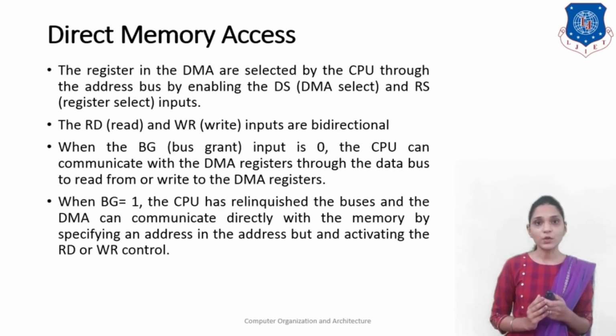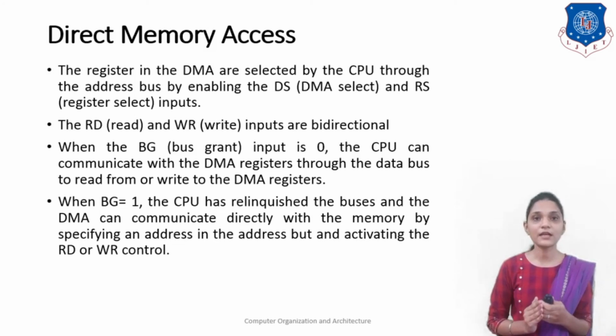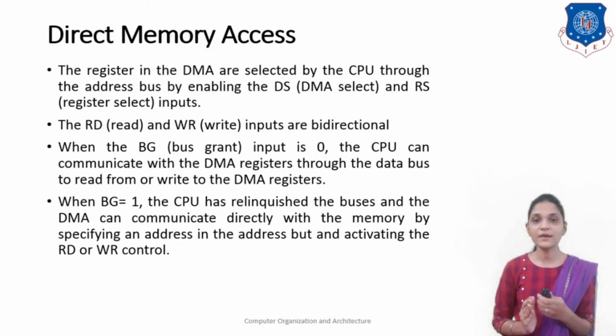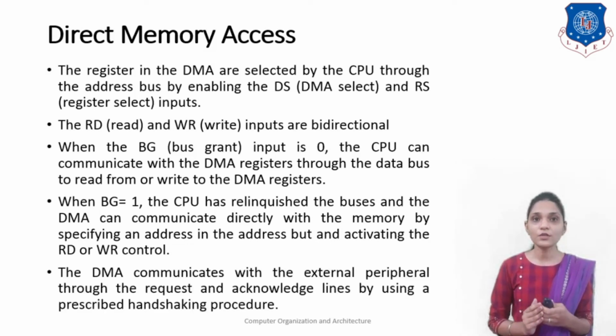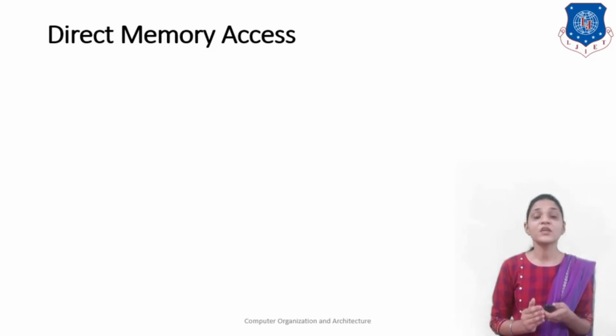When BG is 1, the CPU has relinquished the buses, and the DMA can communicate directly with the memory by specifying an address on the address bus and activating the read and write controls. The DMA communicates with the external peripheral through the request and acknowledge lines by using a prescribed handshaking procedure.